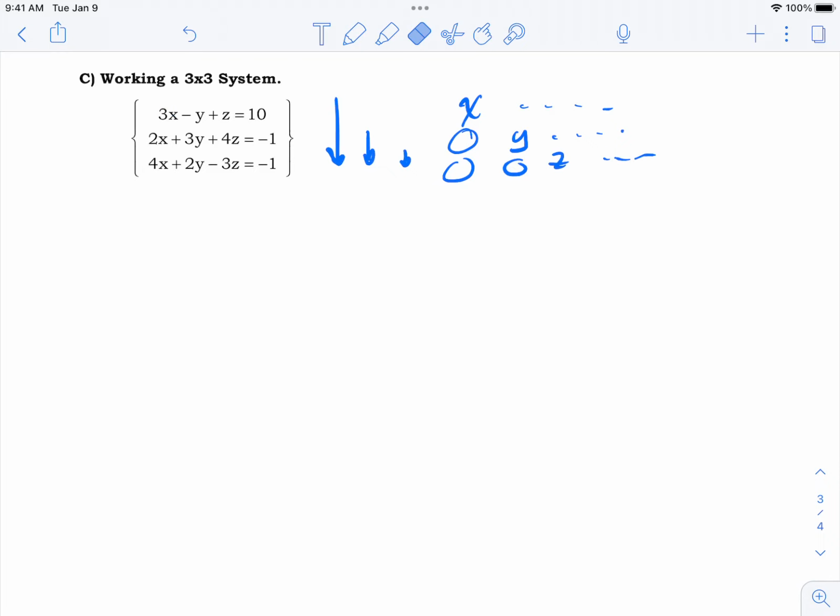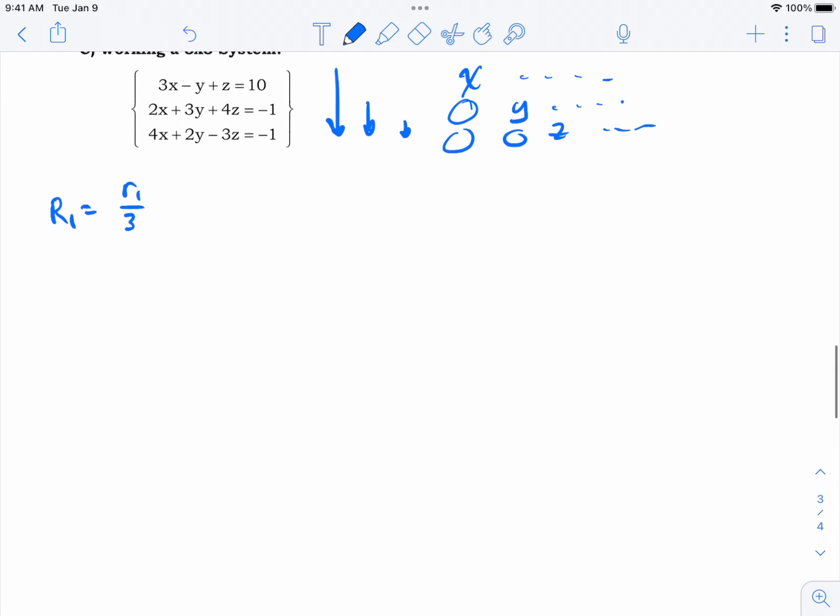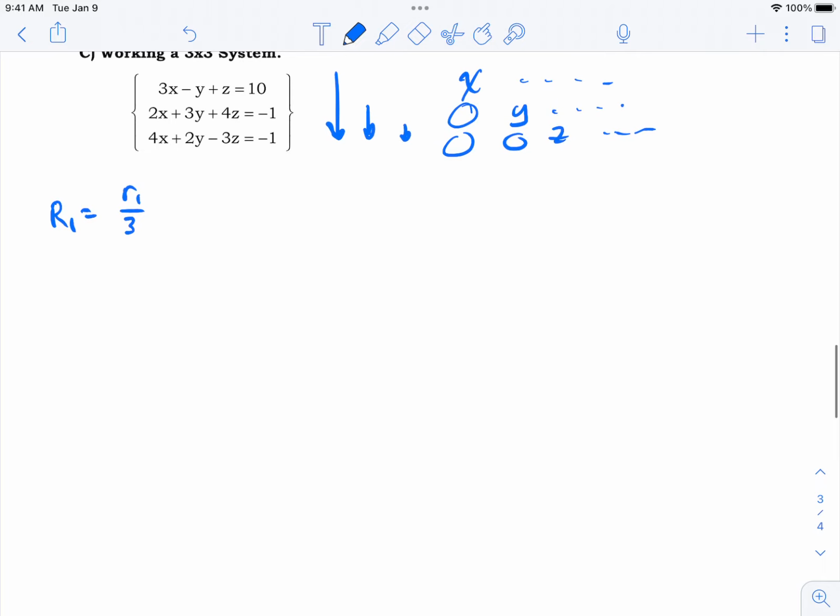So the row operation I'm going to do is the new and improved row 1, and I'll just write it this way. I'm dividing row 1 by 3. A11 is 3, but I don't have to say A11. I can just say divide it by 3. Here we go. So 3x over 3 is just x. Minus, that would be a 1/3 y, because I'm dividing by 3. That becomes a 1/3 z, and that becomes a 10/3.